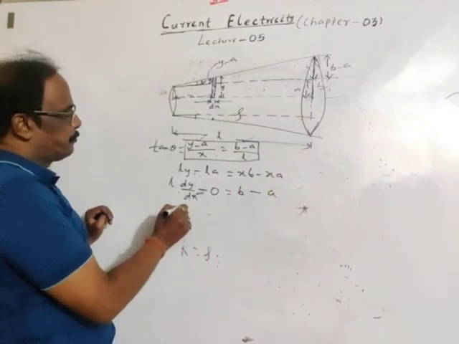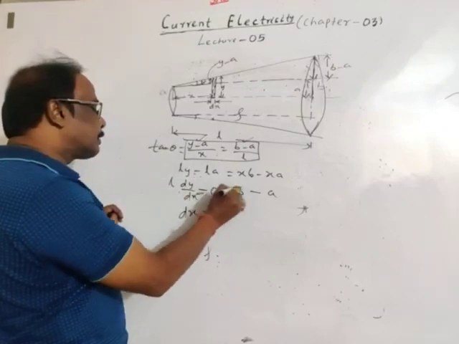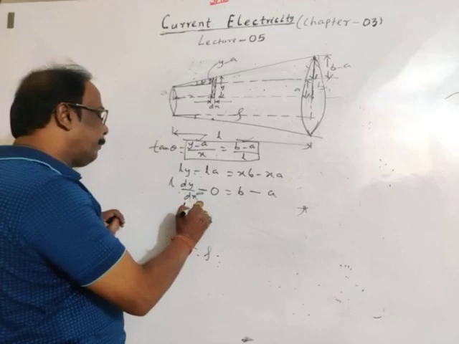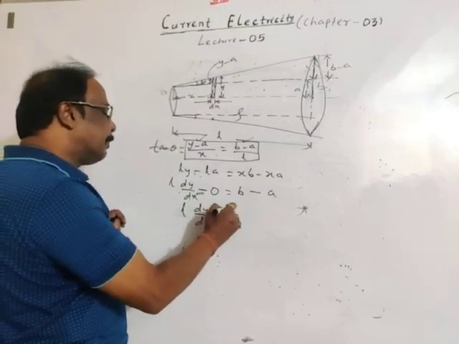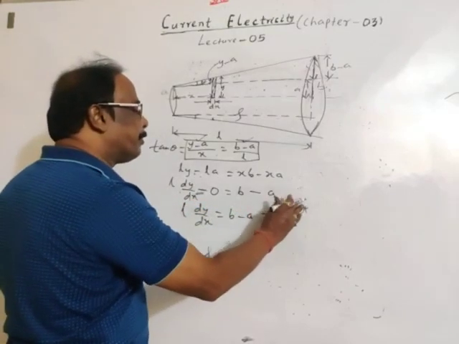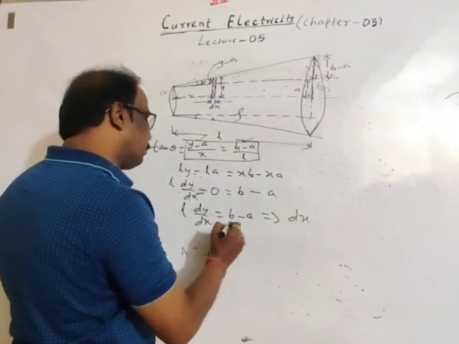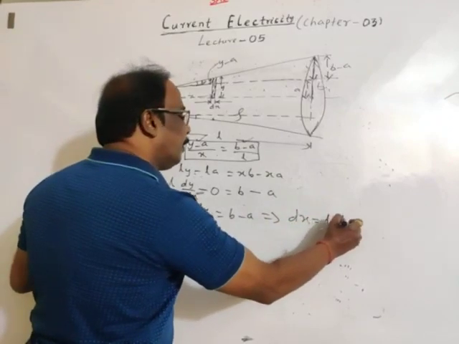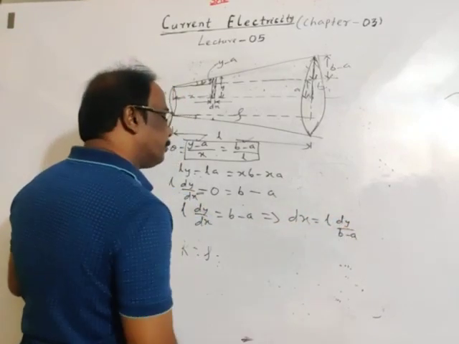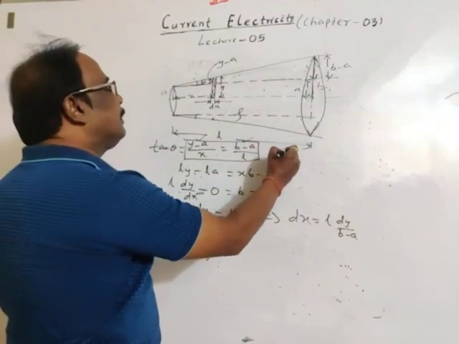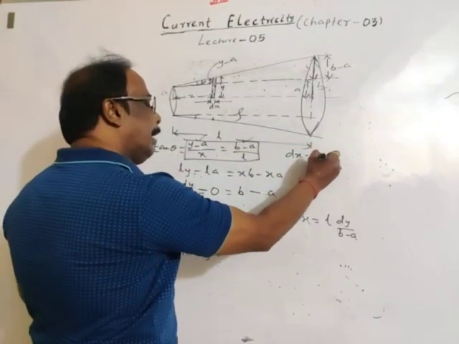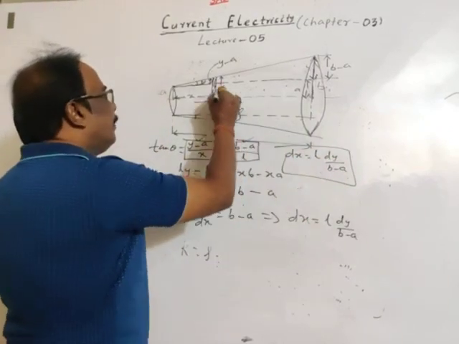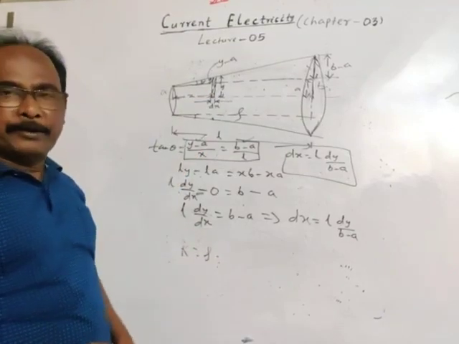So what we get? Cross multiplying, L into dy by dx is equal to b minus a, so this implies dx is equal to L dy divided by b minus a. So I am writing here the result: dx is equal to L dy divided by b minus a. This is the thickness dx we get.